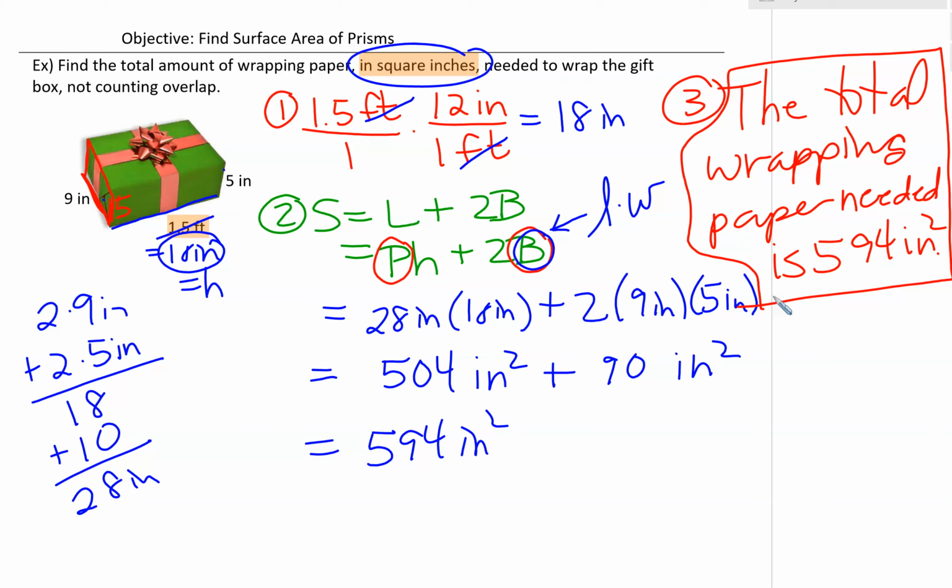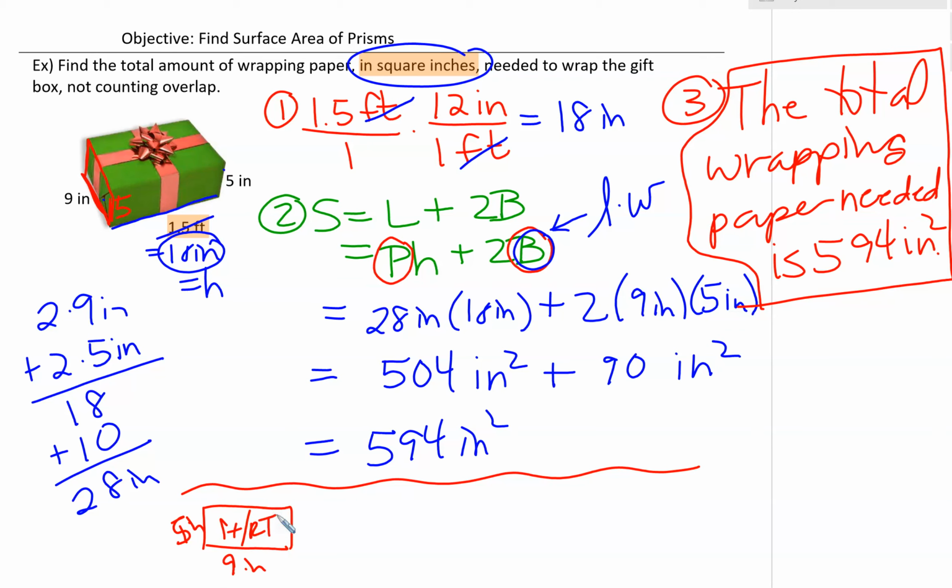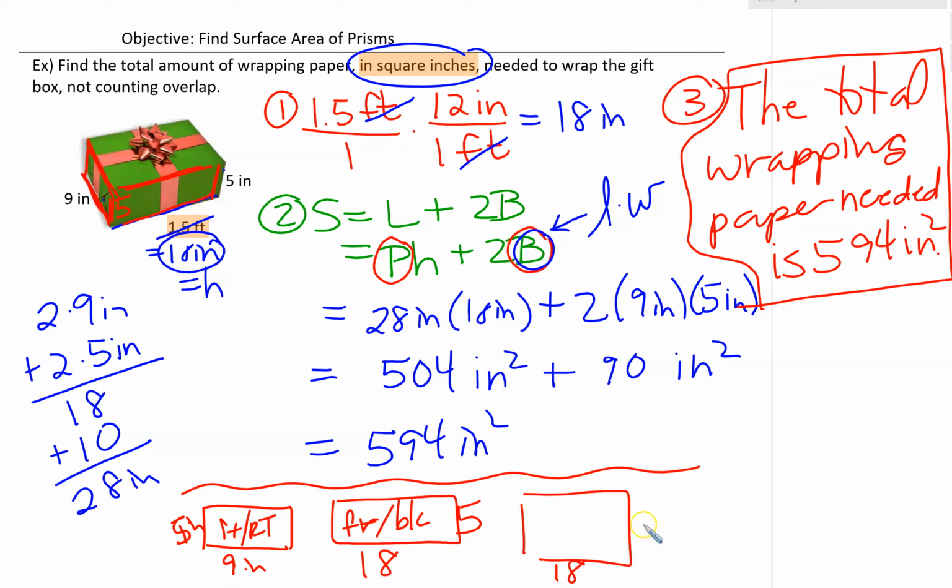Now, we could also do this using a net, and I'm not going to do the full problem, but if you used a net, what you'd be looking at is 2 rectangles that are 9 by 5 inches. That would be the left and the right. And it's not a bad idea to label. You'd have 2 rectangles that are 18 by 5, and that would be the front and the back. And then you would have 2 rectangles that are 18 by 9, and that would be the top and the bottom.